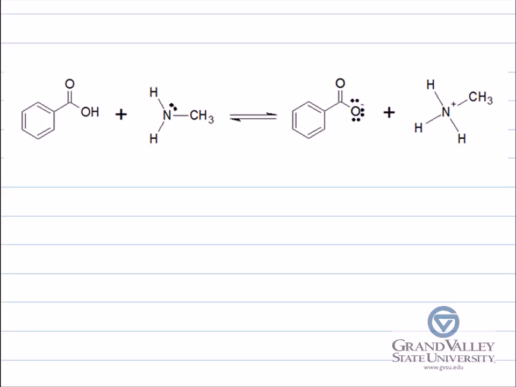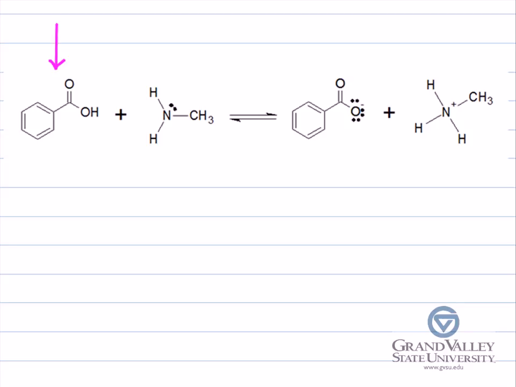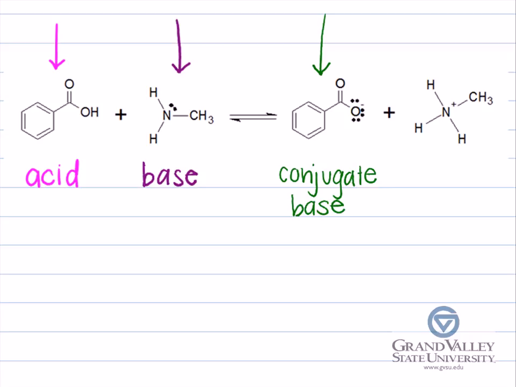Hello again. The acid is the reactant that donates a proton, and therefore benzoic acid is the acid. The base is the substance that accepts the proton, and therefore the methylamine is the base. We know that acid becomes the conjugate base in the products, and therefore the benzoate is the conjugate base. The base becomes the conjugate acid in the products, and therefore the methylammonium is the conjugate acid.